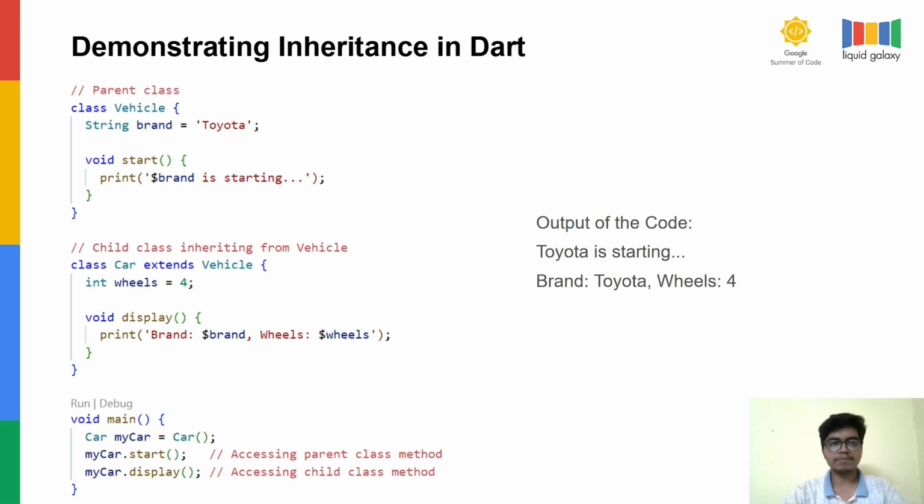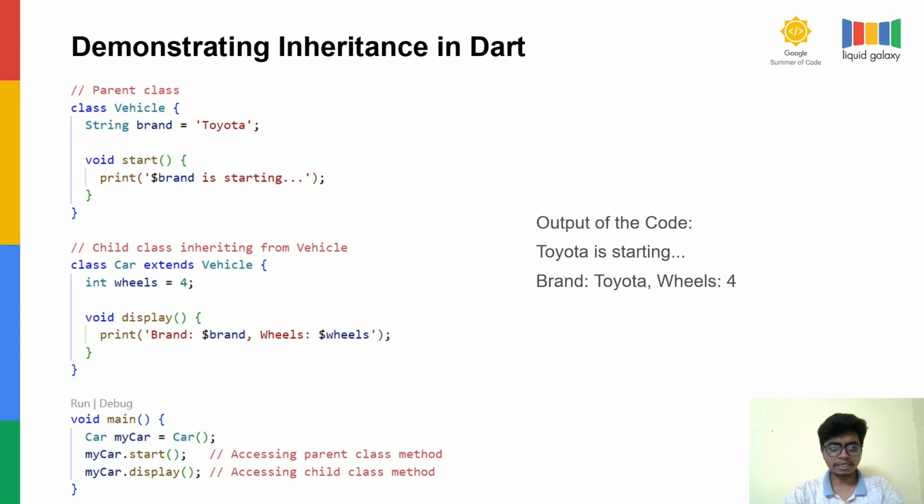Now I have shown a demonstration of the inheritance. I've created a parent class vehicle, and there is a variable brand which stores Toyota, and there is a method which prints the brand is starting. Basically, it will print Toyota is starting when we call this function.